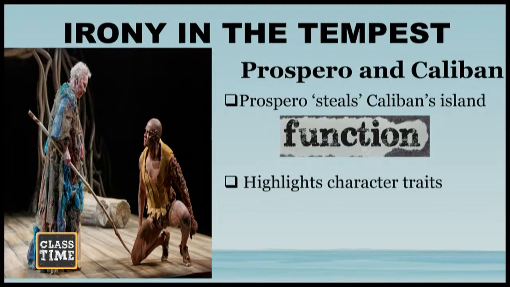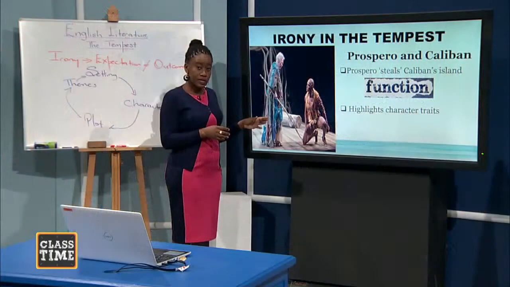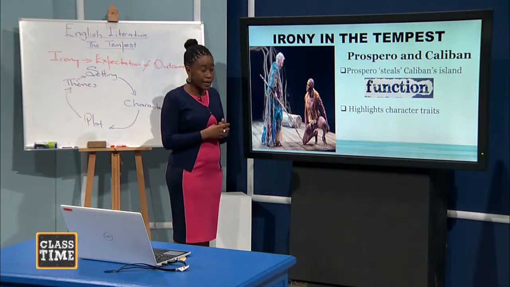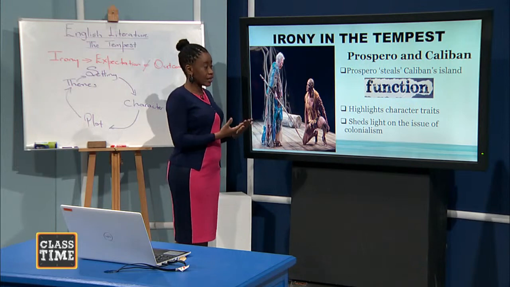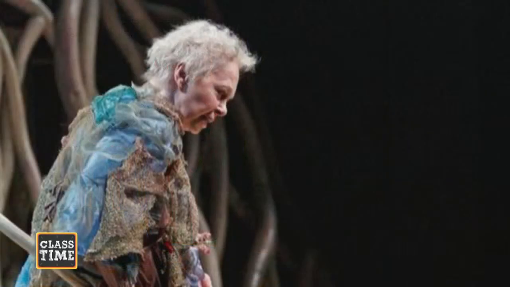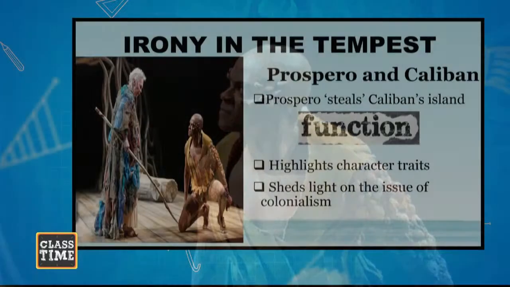Well, if you said character traits, it means you're thinking. But which character and what traits are being brought out? Think about it. It has to be the character of Prospero, and we also see something about the character of Caliban. So it sheds light on the issue of colonialism also, and it gives us a little sneak peek as to who Prospero is. Let us look at that a little bit more.